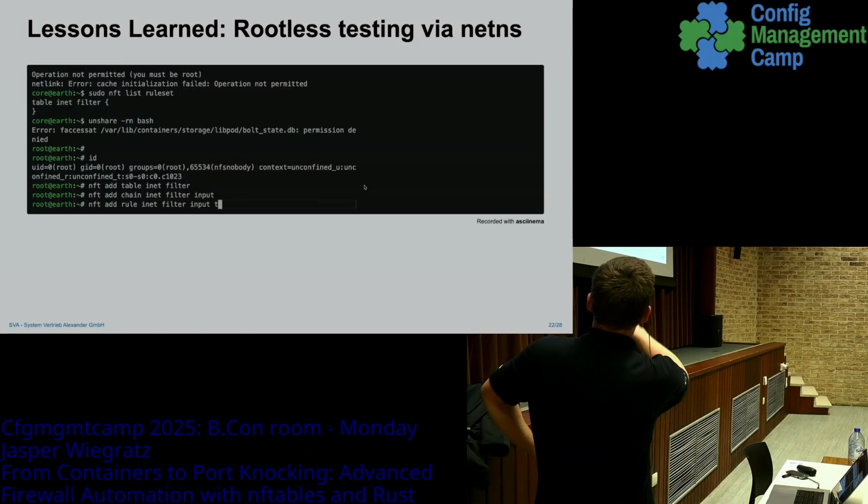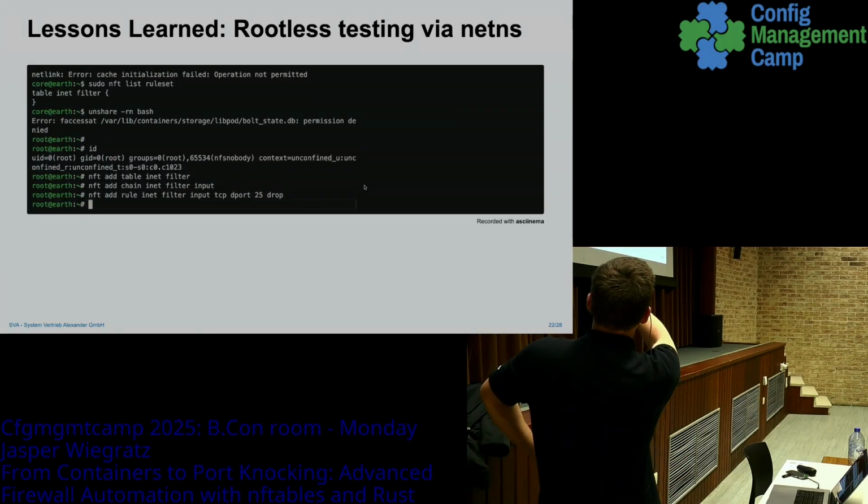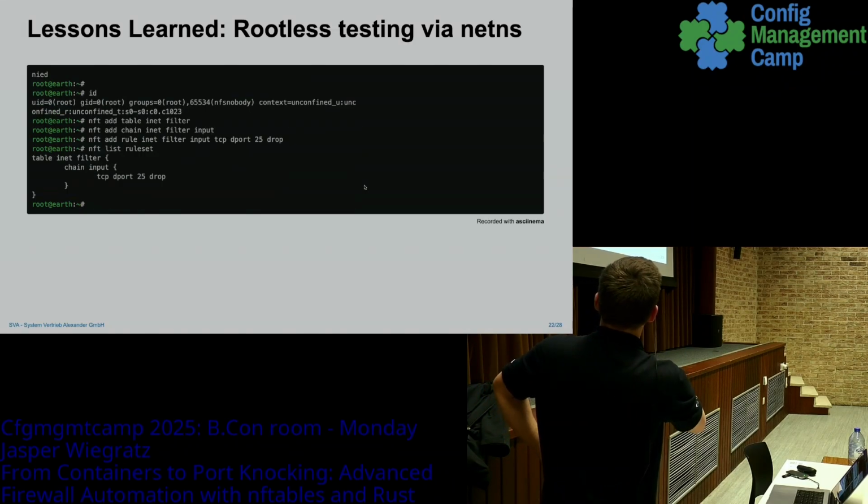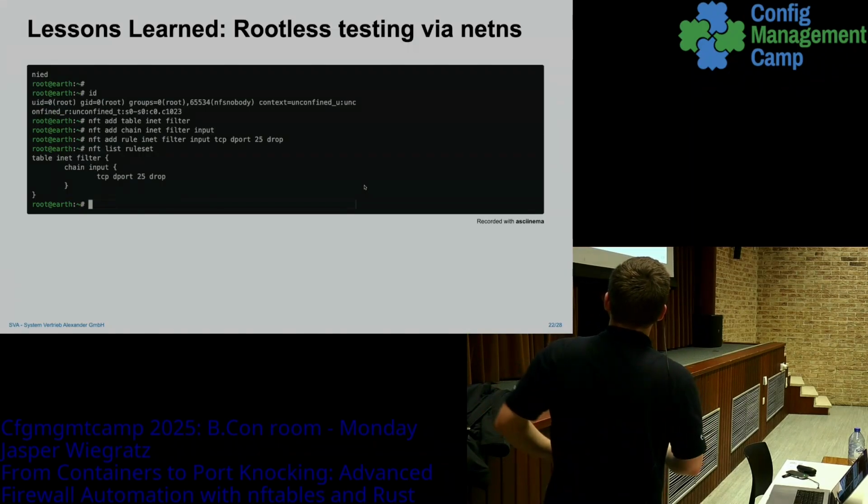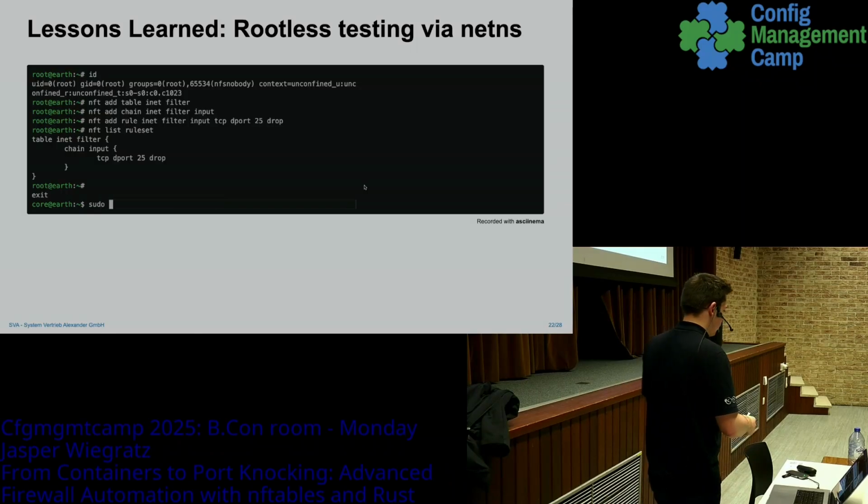So in this case, I'm creating a chain, and I'm using the same rule I had before. So I'm dropping all to port 25. So this is great. This is something I could integrate.